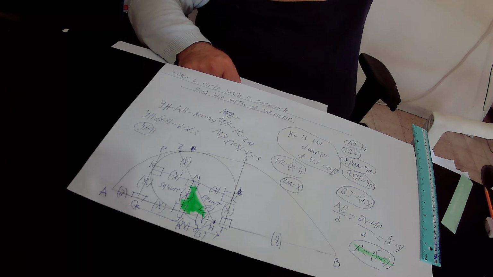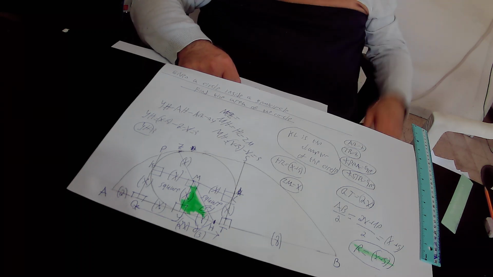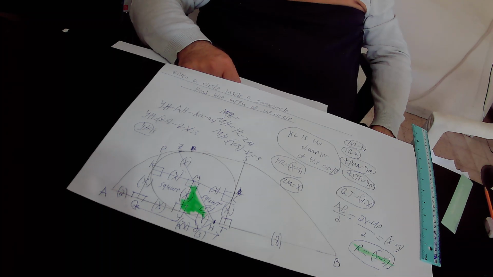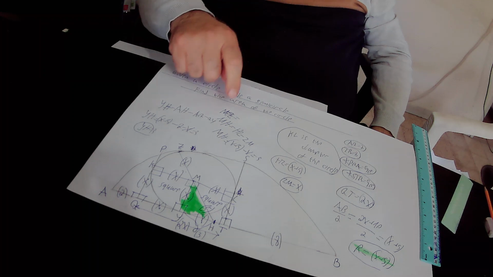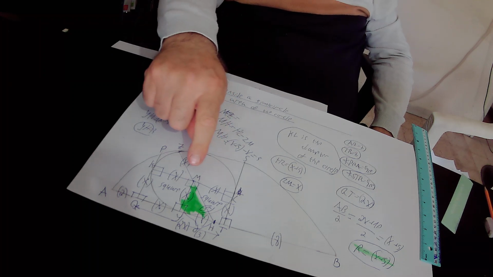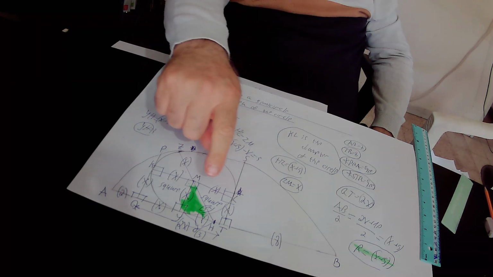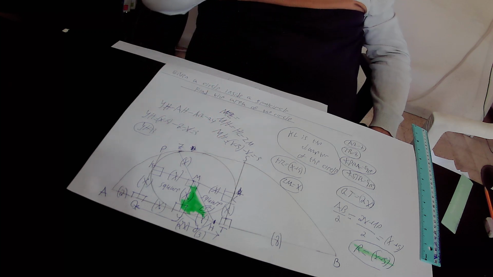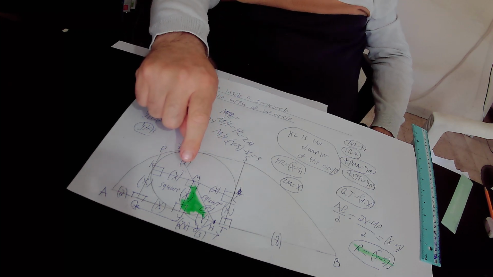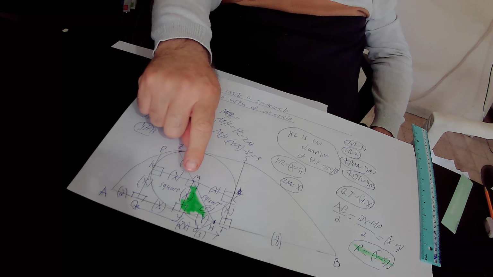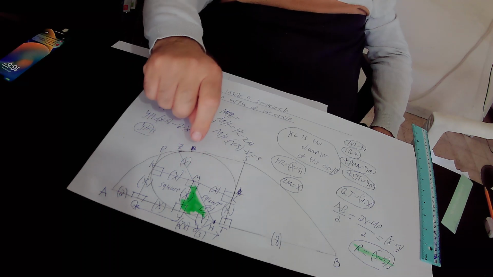Okay? So here we know that in the green right triangle MYH, the hypotenuse MH is 5, and one side of the green right triangle MYH is x, the radius of the small circle.